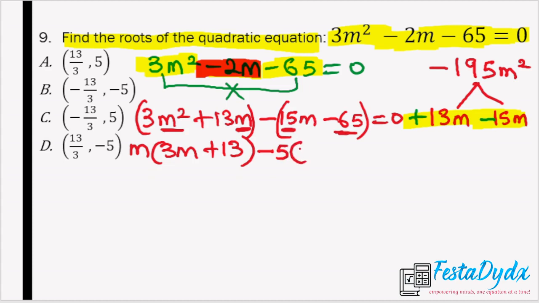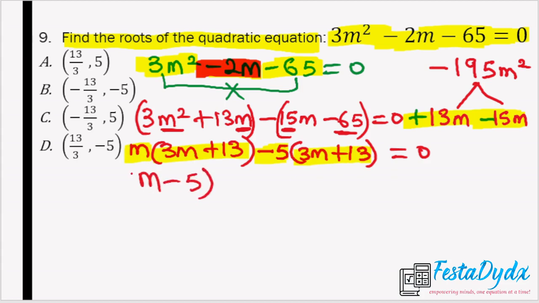15m divided by 5, we are left with 3m. Then this becomes plus because minus times minus is plus. So plus times minus will give us minus back. Now plus 65 divided by 5 is 13, all equal to 0. You can see that 3m plus 13 is the same as 3m plus 13. So we're going to pick one and then bring these two together. m minus 5 in a bracket, then 3m plus 13 in a bracket, all equal to 0.